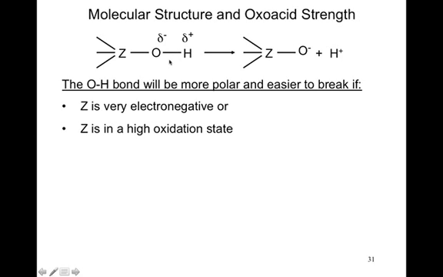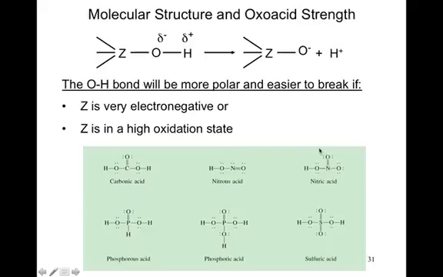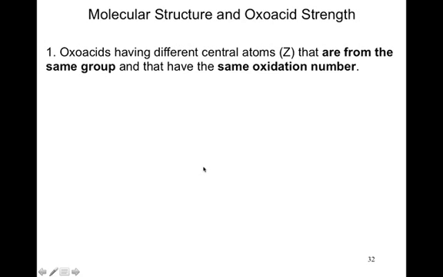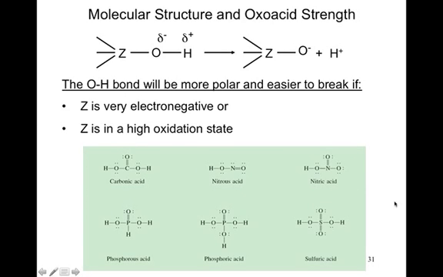bond. If Z is in a very high oxidation state, that will also make this bond a little bit easier to break. And so here's an example of a whole bunch of oxo acids where as we change what's connected to the OH, we change the strength of the acid. And so there's just a few different examples of those.